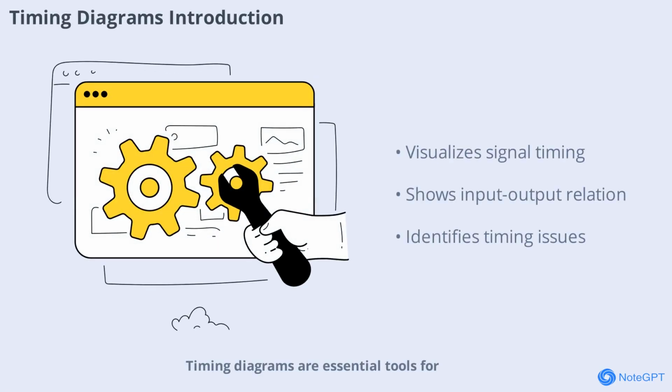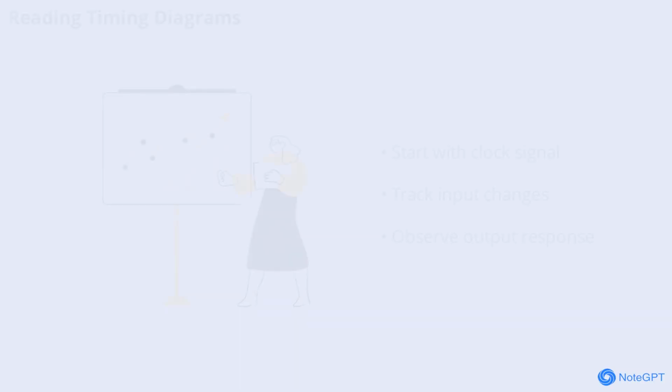Timing diagrams are essential tools for understanding how sequential circuits operate over time. They show the relationship between clock signals, inputs, and outputs, making it easier to visualize how data moves through the circuit. Timing diagrams help designers identify potential issues, such as setup and hold time violations, and ensure that circuits function as intended.